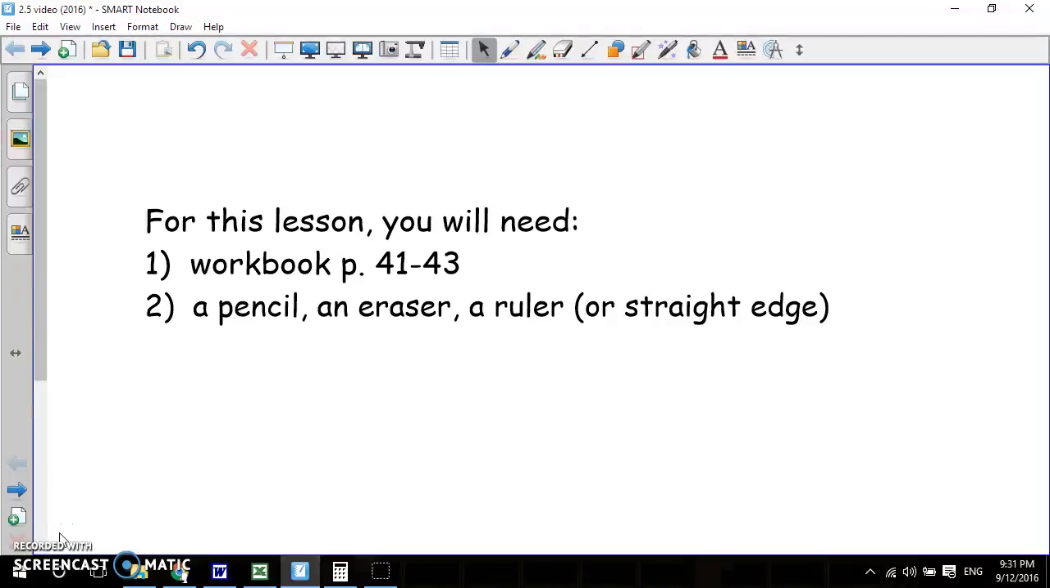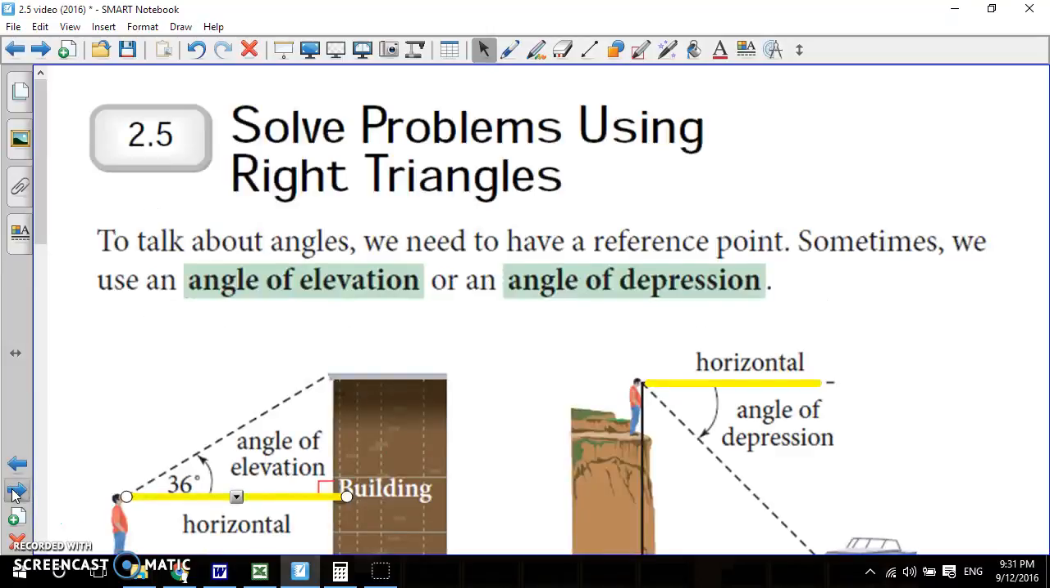For this lesson, you will need your workbook, pages 41 to 43, a pencil, an eraser, and a ruler. We are going to look at how we can solve problems using right triangles and SOHCAHTOA.